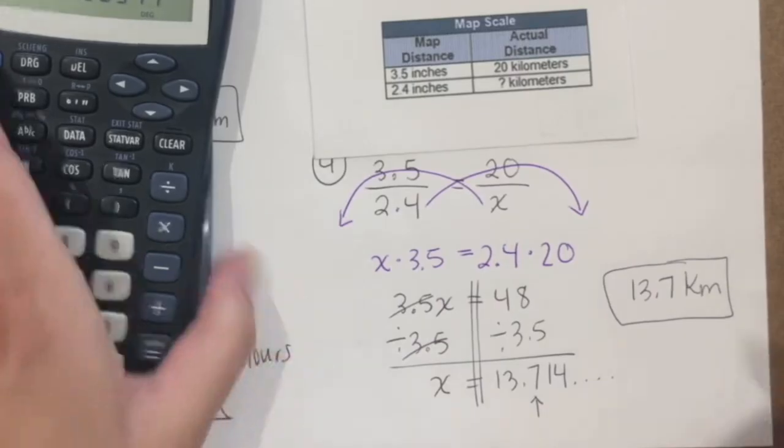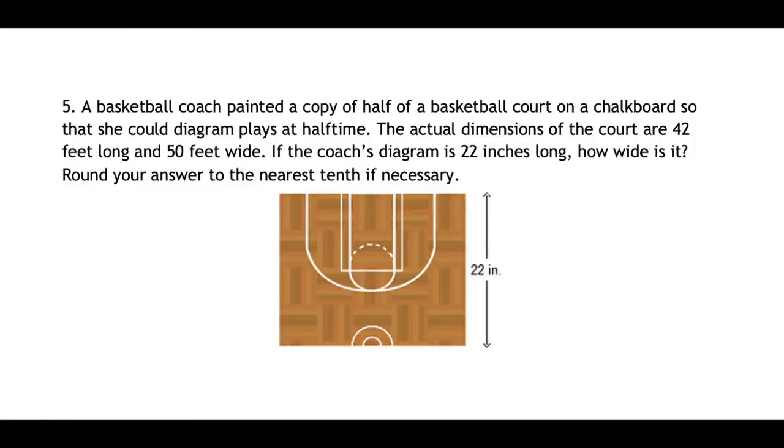Okay, let's do number 5. A basketball coach painted a copy of half of a basketball court on a chalkboard so that she could diagram plays at halftime. The actual dimensions of the court are 42 feet long and 50 feet wide. If the coach's diagram is 22 inches long, how wide is it? Round your answer to the nearest tenth if necessary.